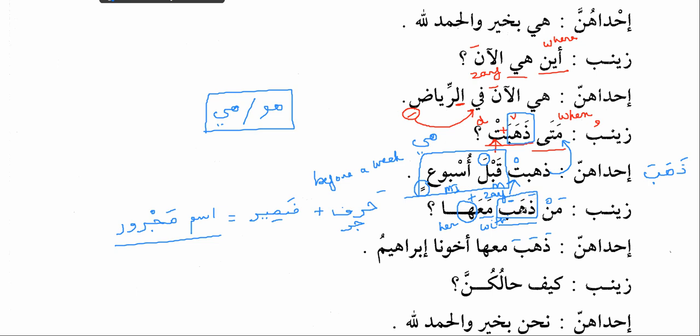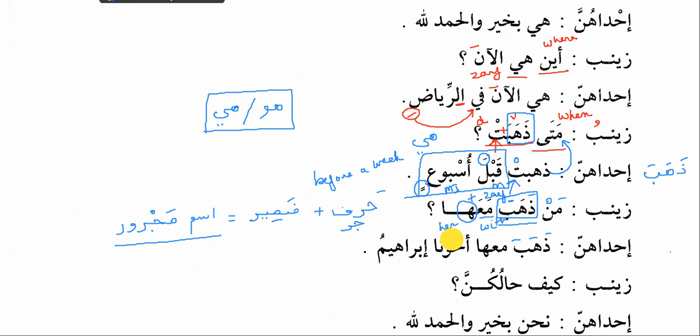And where is the damir here? The damir is hidden. As I said, in the past tense, there are two hidden damirs: huwa and hiya. When you know there is a sign of femininity, know that the hidden damir is hiya. When there is no sign of femininity, know that there is a hidden damir of huwa for the male. So she says, ذهب معها أخونا.